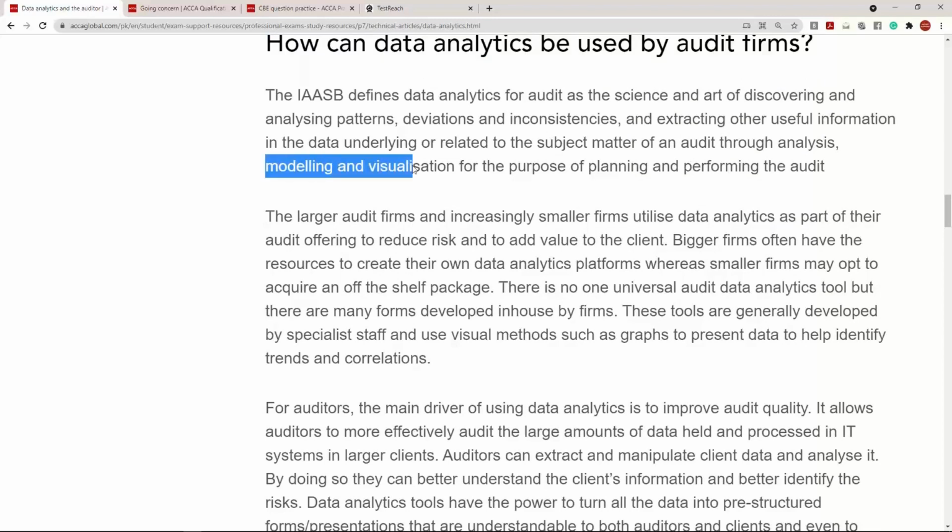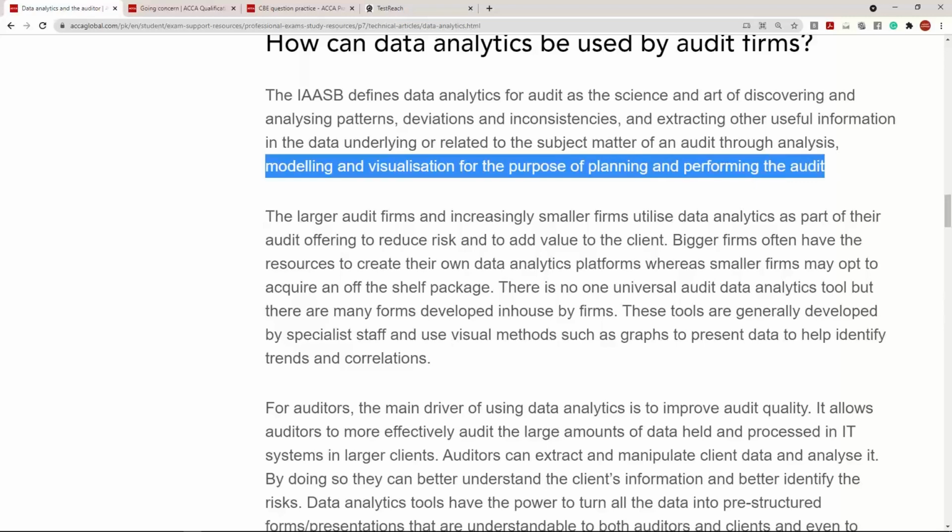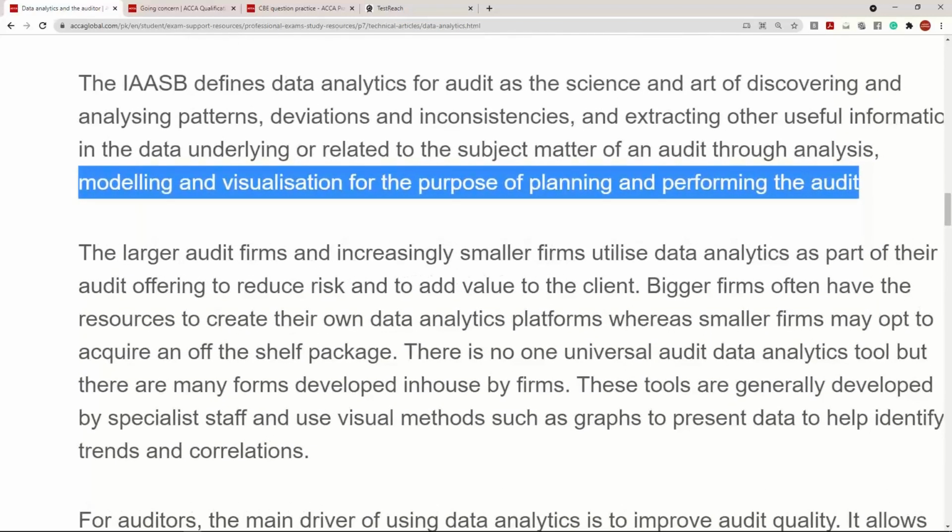Modeling and visualization for the purpose of planning and performing the audit. Have I given you a picture showing you how modeling and visualization of the results is done, which helps the auditor with planning? Have I shown you the modeling and visualization picture? So the examiner can pick things up from this article and formulate a revised question number 1 for you. So it's very, very important for you that you read this article word by word and then realize my lecture today, and both will sync together.